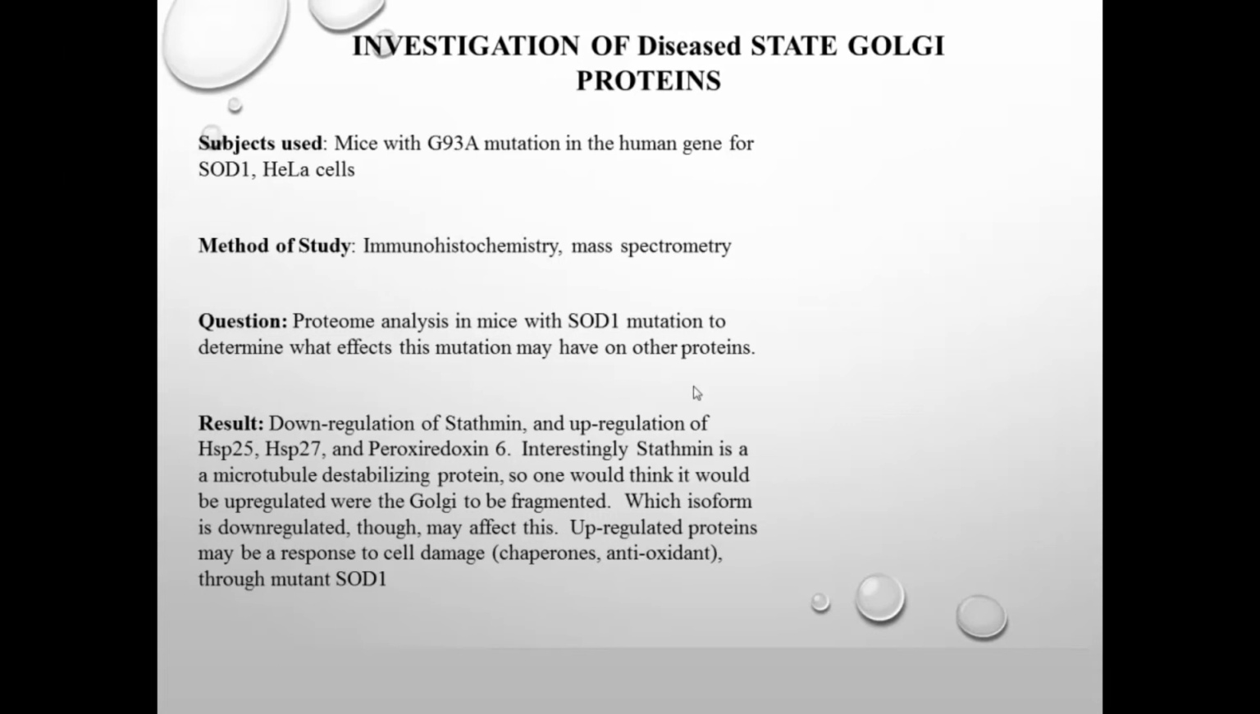HSP25 and HSP27 are chaperone proteins, they're heat shock proteins, and peroxiredoxin is an antioxidant protein, so the idea was those were being upregulated in response to the damage being done to the cell. And interestingly, they seem to believe that SOD1 was sort of binding with and inhibiting the protective roles of one of those heat shock proteins. So this is examining some of the stuff that happens when the Golgi breaks up.